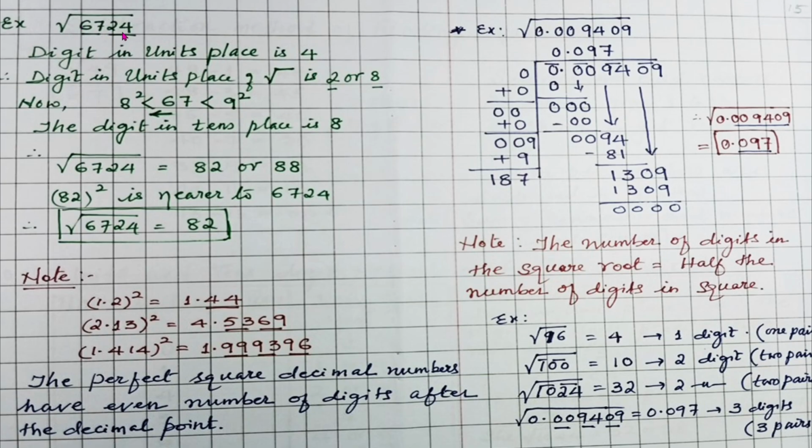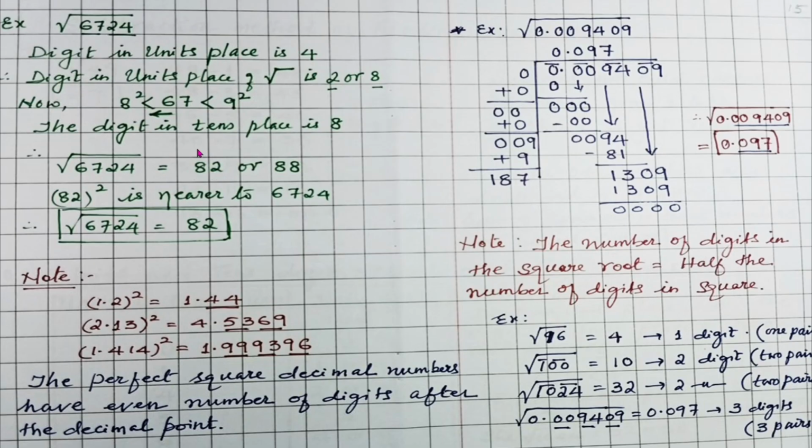Square root of 6724. Take the first pair. 4 is the digit in the units place, therefore the digit in the square root will again be 2 or 8. Now take 67. 67 lies between two consecutive perfect squares, 8 square and 9 square. 8 square is 64, 9 square is 81. 67 is very near to 64, therefore the digit in the tens place will be 8. So the numbers are 82 or 88. 82, if I round it, you can round it up to 80.